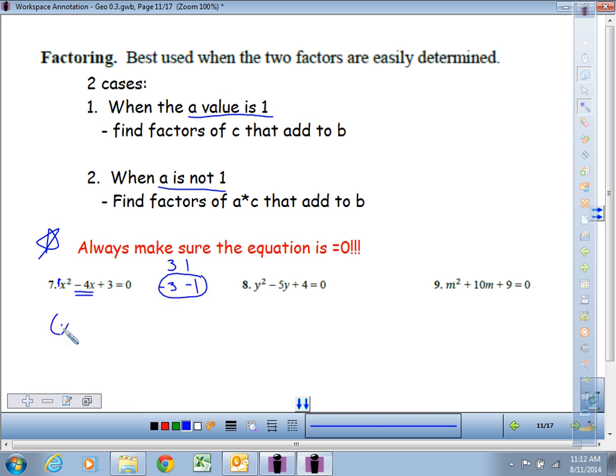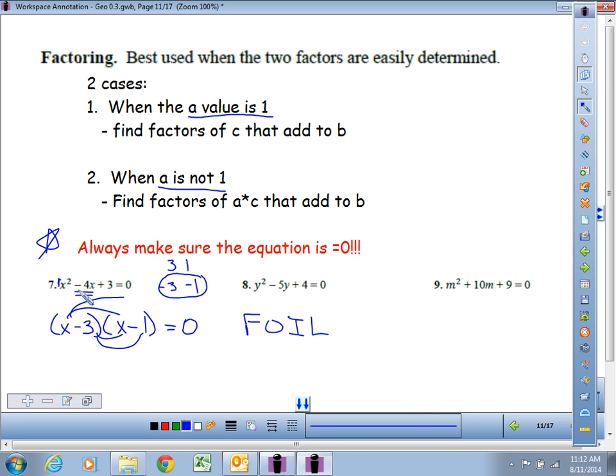We're going to go x minus 3, x minus 1 equals 0. Right there, we've got it factored. Now, if you remember this little acronym from last year, because you did this last year, oh, we didn't? Yeah, you did. FOIL, where you went first, outside, inside, and last, and you FOILed that back out, you would get right back to that equation right there.